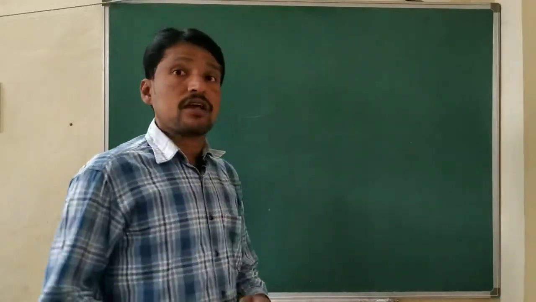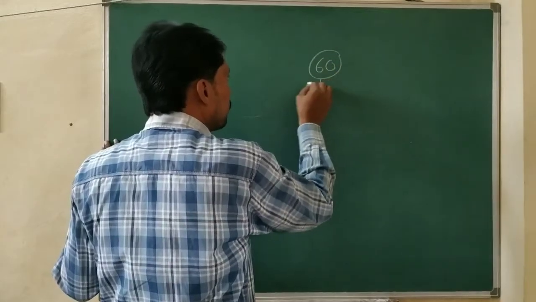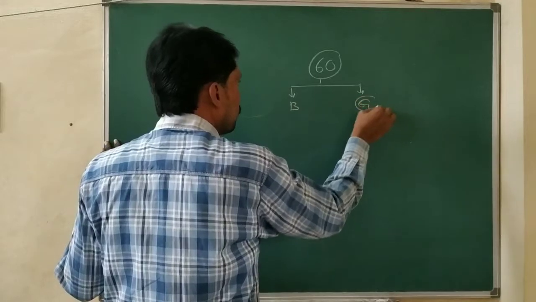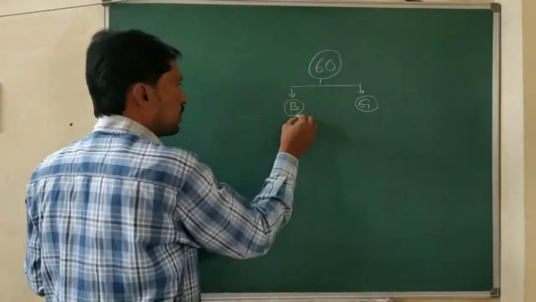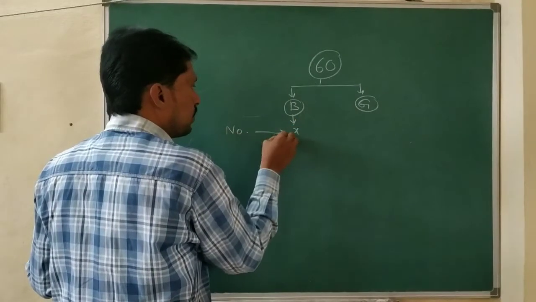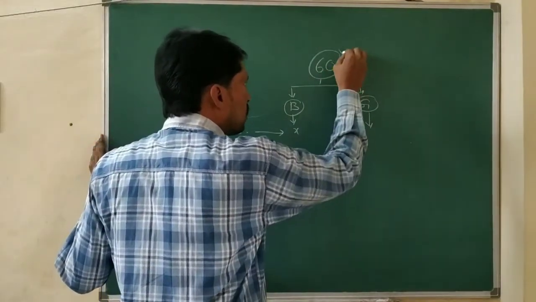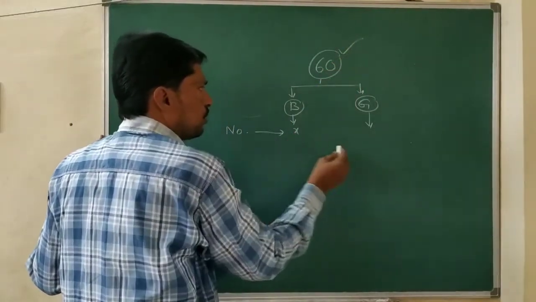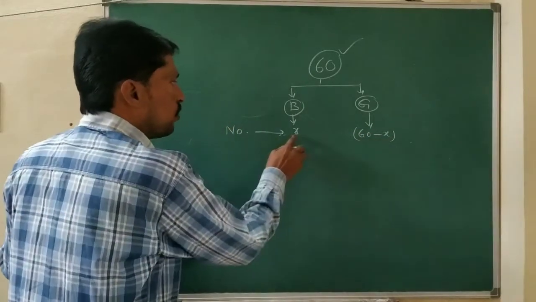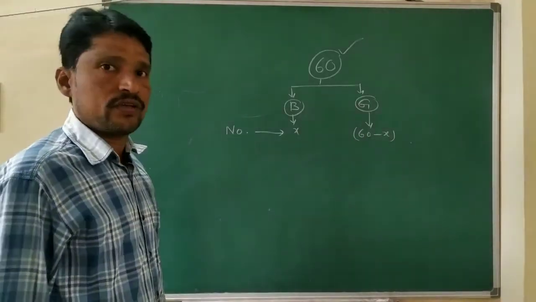In a class of 60 students, some are boys and some are girls. So the number of boys we are taking as x. What about the number of girls? Total 60 members are there, so we need to subtract x from 60, and we get the number of girls. Number of boys we took x, number of girls we are getting 60 minus x.